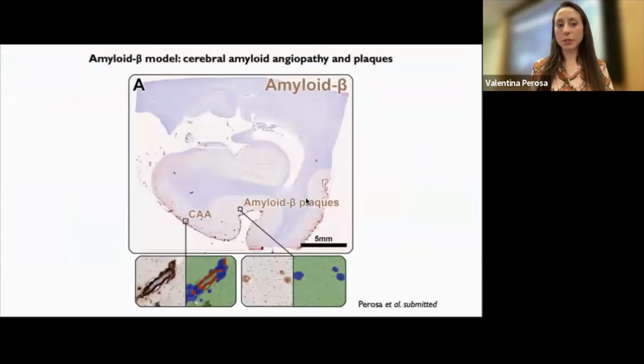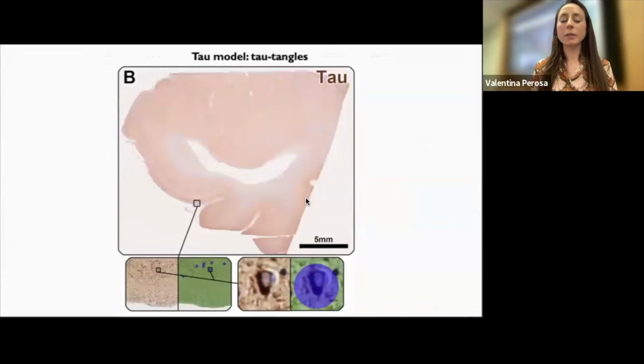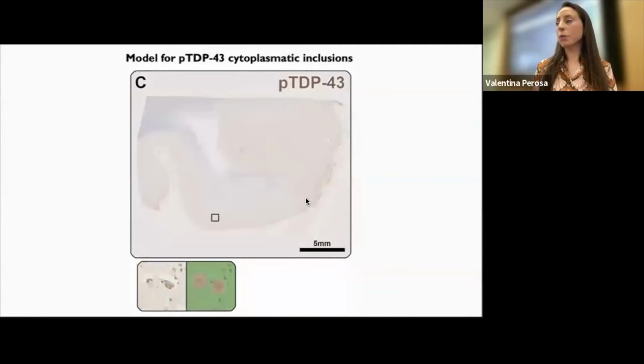In fact, that's what we did for the amyloid beta model, which is trained on amyloid beta sections and really distinguishes between cerebral amyloid angiopathy on the one hand and amyloid beta plaques on the other. This model had been trained on a completely different cohort, and we could implement it on this cohort quite easily. A similar observation was made for the tau tangles model. This one recognizes tau tangles, and in this way we have at the end the density of tau tangles in the region of interest. The same is true for the phospho-TDP-43 model.